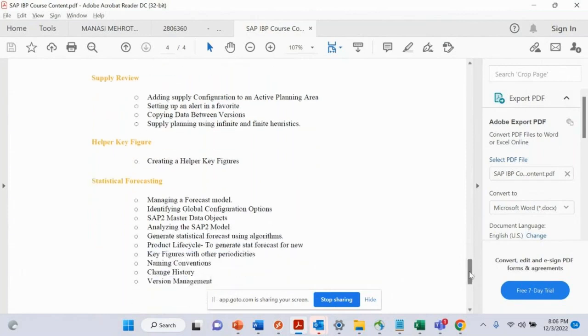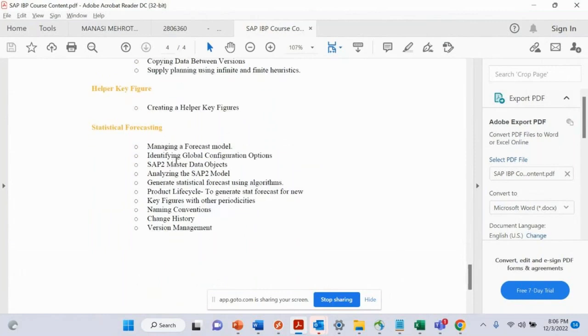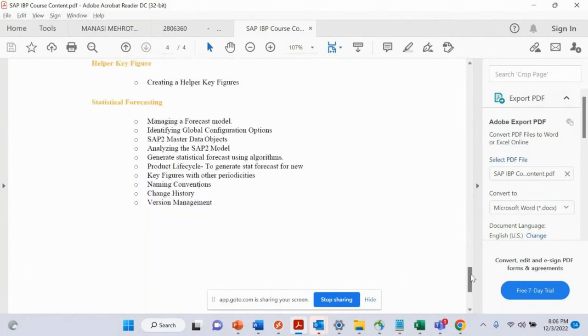And then we will cover the stat forecasting: what is the model, and what configurations you need to do. What is PLM, product lifecycle management? This part is dedicated to phased-out products or NPI products, new product introductions. What are the naming conventions, how you can name your key figures, and what the names stand for. So all these things we will cover in this session.